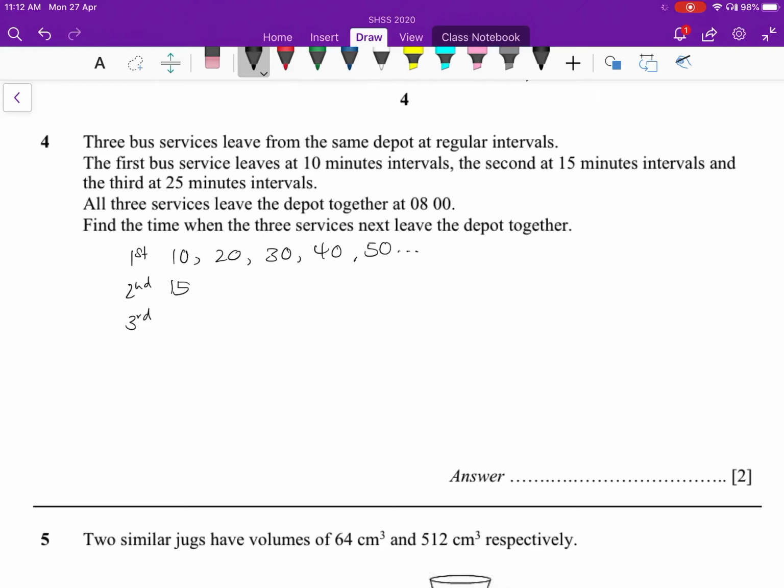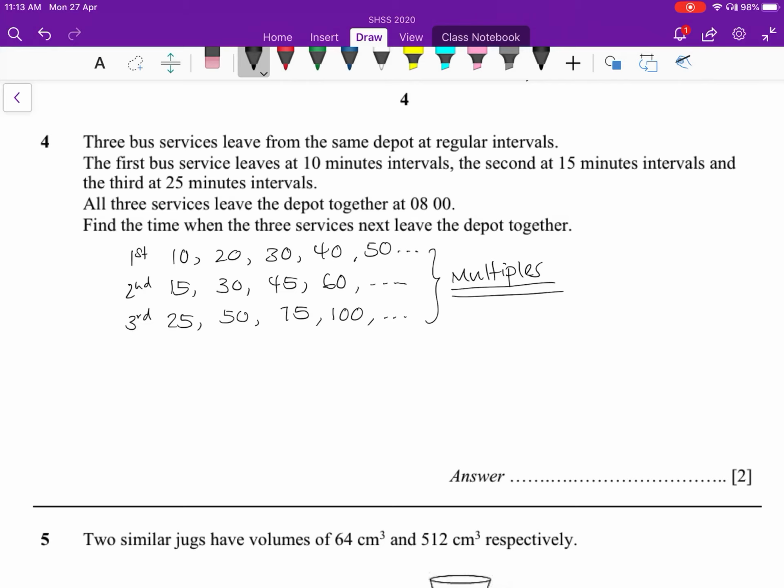The second one, 15 minutes interval means 15, 30, 45, 60, so on and so forth. Then the third one is 25, 50, 75, 100, so on and so forth. Now, if you realize all these are multiples, they are not vectors, they are multiples. Multiples of 10, multiples of 15, and multiples of 25. Now, they say all three services leave the depot together at 8 o'clock. Find the time where the three services leave the depot together.